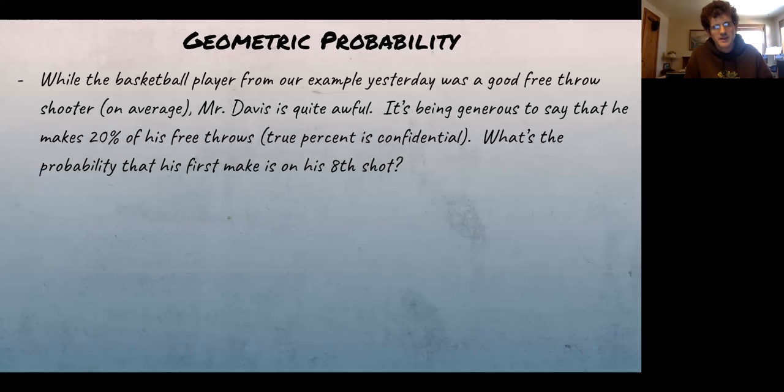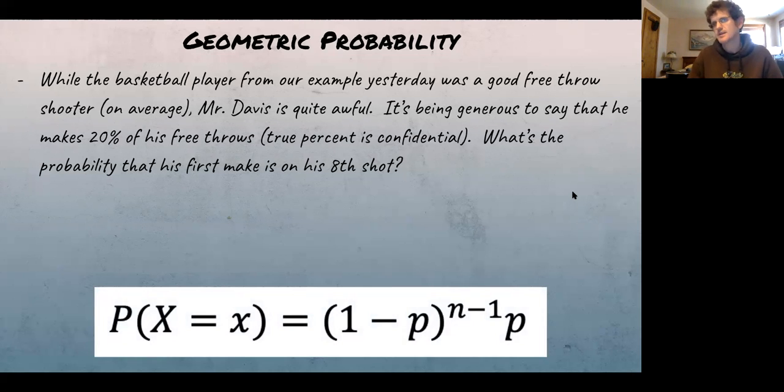So if you remember the basketball player that we saw, he was a 72% free throw shooter. I, however, am less than a 72% free throw shooter. And we're going to be very kind and call me a 20% free throw shooter. And I honestly would be thrilled to say that I can make 20% of my free throws. But let's just go with it. So what is the probability that the first shot I make is on my 8th shot? Okay, we have a formula for this. This is also provided on your AP formula sheet. And let's just calculate this by hand.